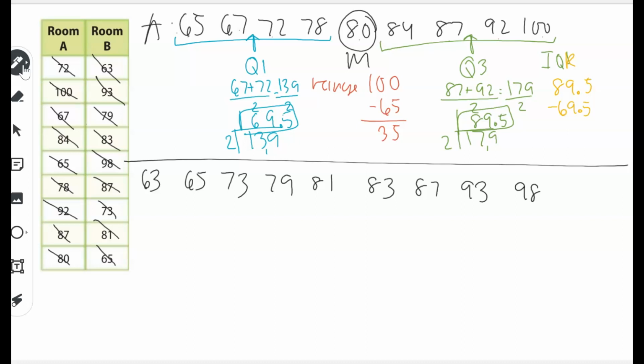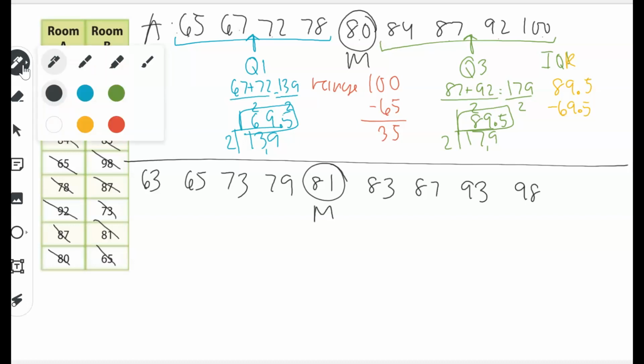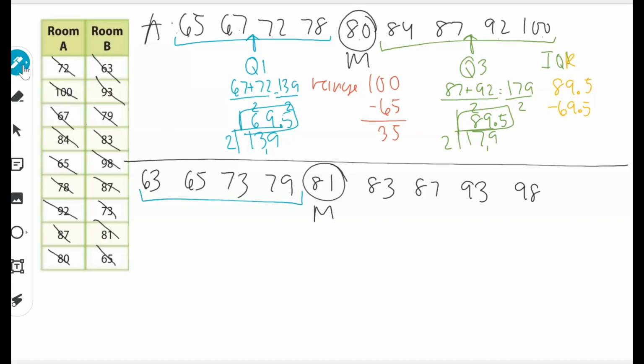I'm going to do the same process. I'll go ahead and start with the median. That's going to be the fifth number, so 81. And then we're going to go ahead and find quartile 1, the middle of the first half. That's going to go in between 65 and 73. The average of those two, 138 divided by 2, is going to be 69.